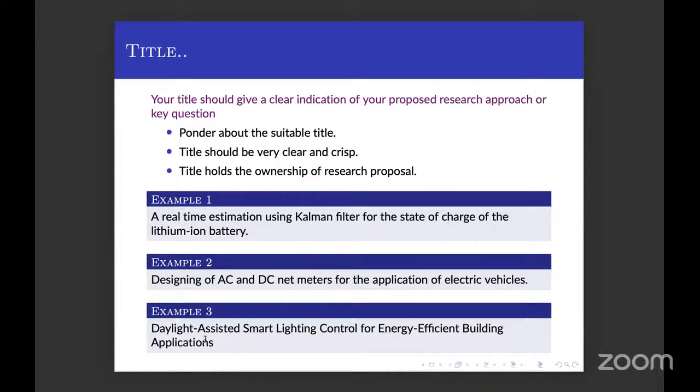Example 3, daylight assisted. Daylight assisted means when the daylight is there, how you are going to control the lighting. So I have written daylight assisted smart lighting control for energy efficient building applications. All these are the projects which I have mentioned over here. These are project titles which have been sanctioned. So simple, everything easy to understand.